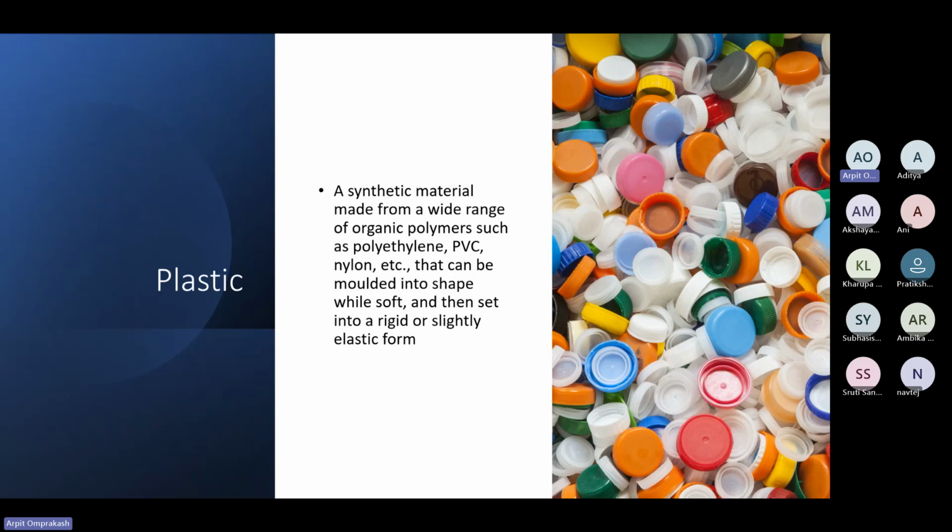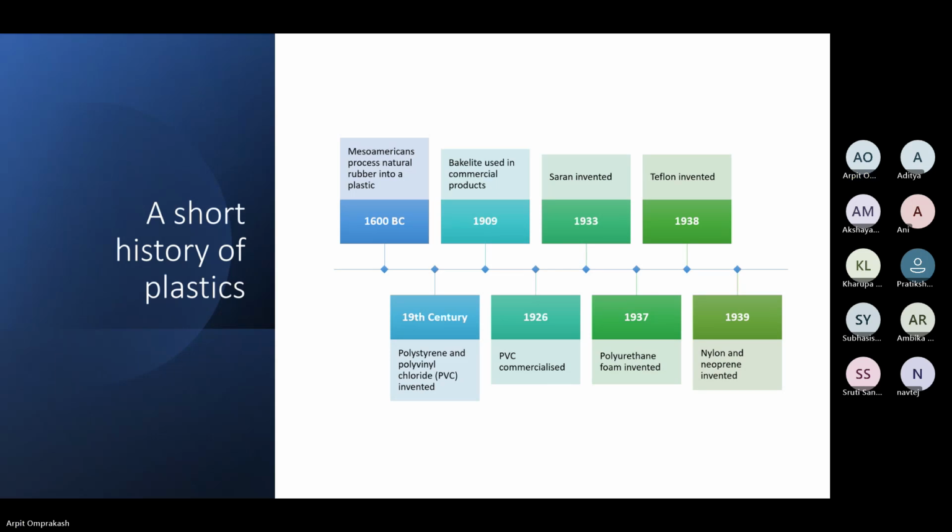For example, we have here a bunch of plastic caps on the right hand side. So a short history of plastics. In 1600 BC, Mesoamericans were known to process natural rubber into a plastic. Then, near the 19th century, polystyrene and PVC, or polyvinyl chloride, were invented. Then in 1909, bakelite was used in commercial products such as crockery and cooking items, like handles of crockery and things like that.